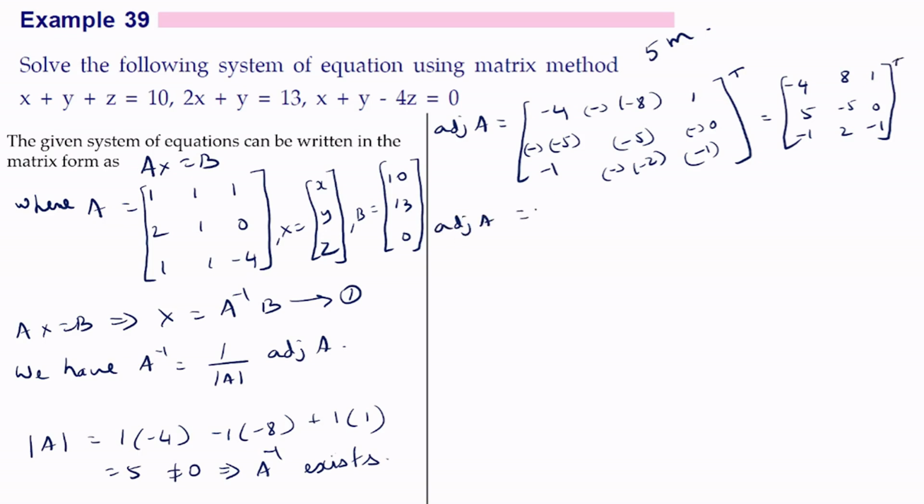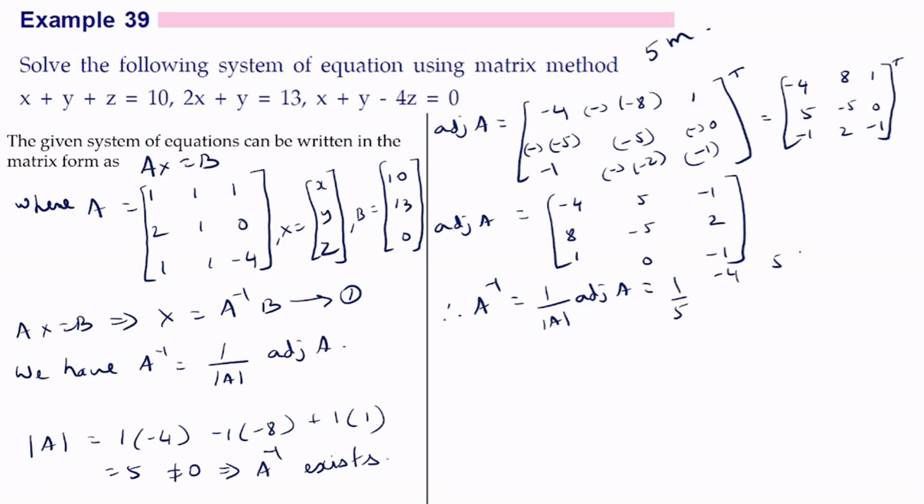So adjoint of A is minus 4, 8, 1, 5, minus 5, 0, minus 1, 2, minus 1. So this is the adjoint of A. So A inverse is 1 by determinant of A into adjoint of A. Therefore, A inverse is equal to 1 by 5 into minus 4, 5, minus 1, 8, minus 5, 2, 1, 0, minus 1.